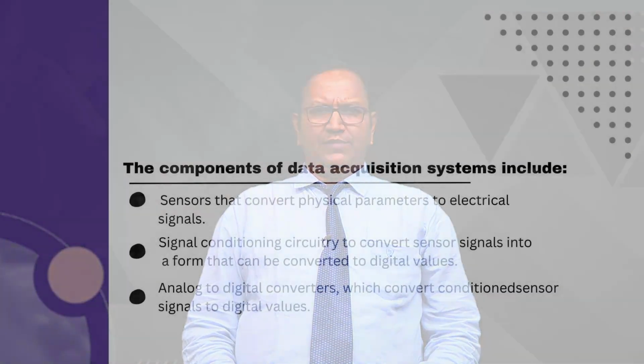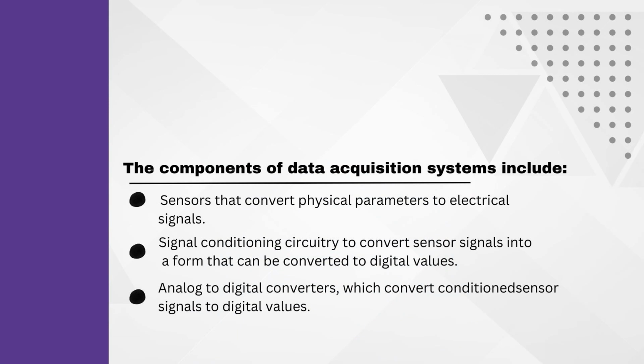The components of data acquisition systems include sensors that convert physical parameters to electrical signals, then signal conditioning circuitry to convert sensor signals into a form that can be converted to digital values, then A to D converters which convert conditioned sensor signals to digital values.